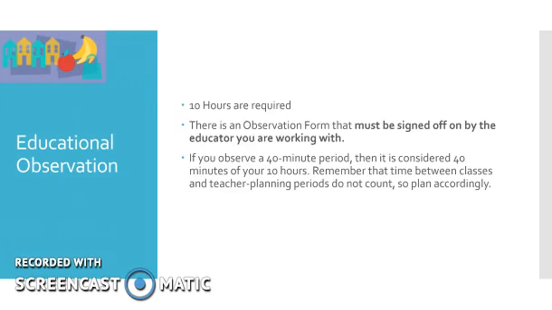Again, you're going to spend 10 hours. The 10 hours are required to be spent on your observation. There is an observation form that you're going to be taking with you to your site. The form must be signed off on by the educator you are working with each time you do an observation. You're going to need to plan to spend a few days there. If you observe a 40-minute period, then it's considered 40 minutes of your 10 hours. Remember, time between classes and teacher planning periods do not count, so plan accordingly.